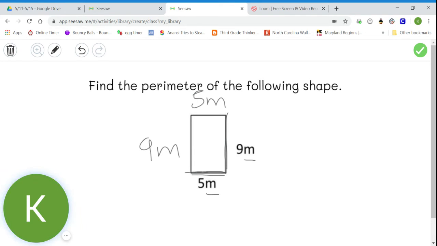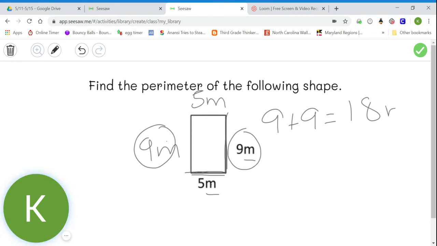I can now set up an equation. I can do this a couple different ways. I can do 9 plus 5 plus 9 plus 5, but I think it's going to be a lot easier for me to add doubles. So I'm going to start with 9 meters and 9 meters. 9 plus 9, and I know that 9 plus 9, being a double, is 18 meters. Now I need to do 5 meters plus 5 meters. 5 meters plus 5 meters equals 10 meters.